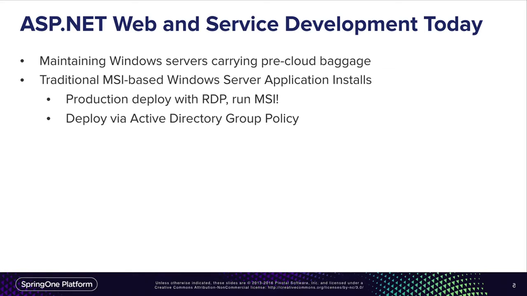Deploying a web application basically went one of two ways. The smart way would be to deploy the application with Active Directory group policy, so the app gets pushed to a server automatically. What I see more often than I should is someone remote desktops into a production server and runs an installer. It's very bad for a number of reasons. And then, of course, we have to maintain and configure Internet Information Server.